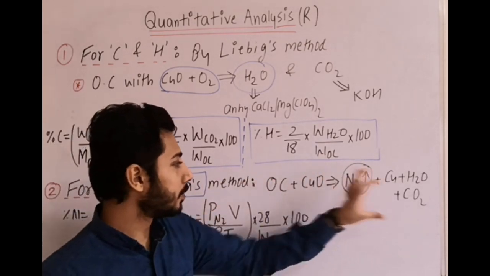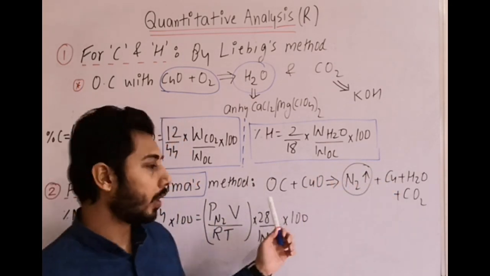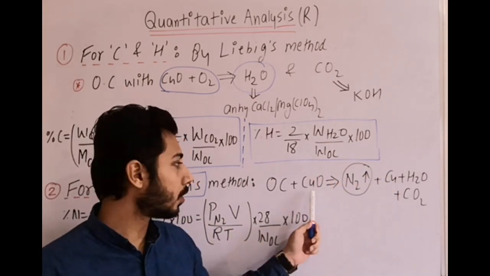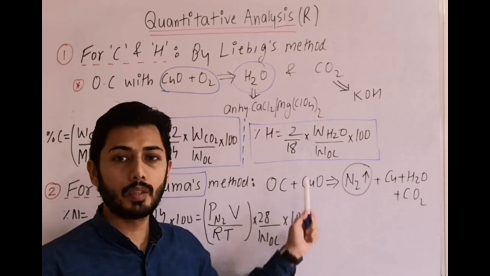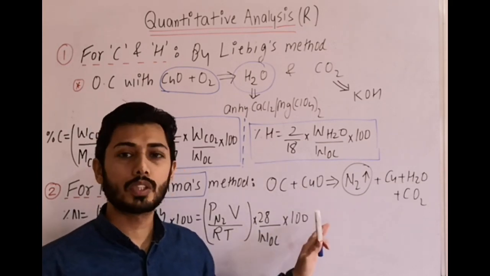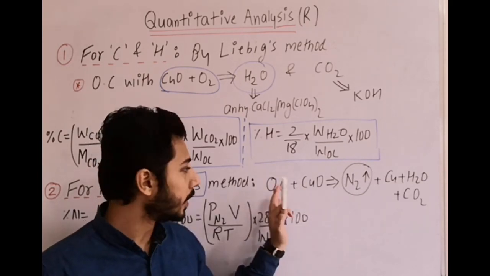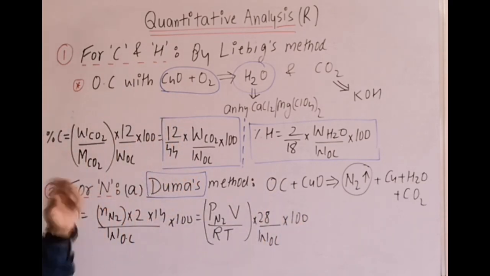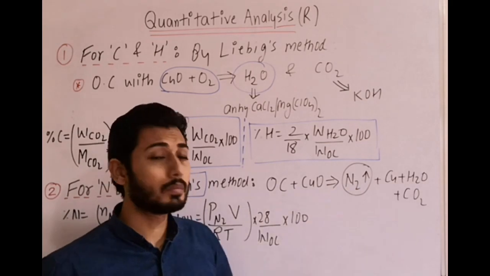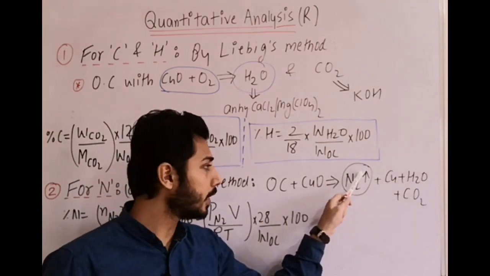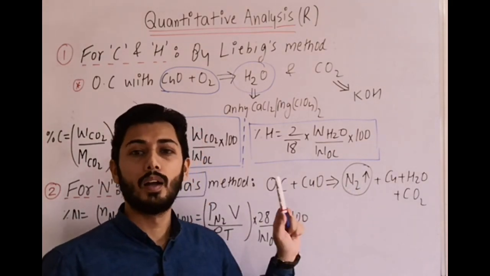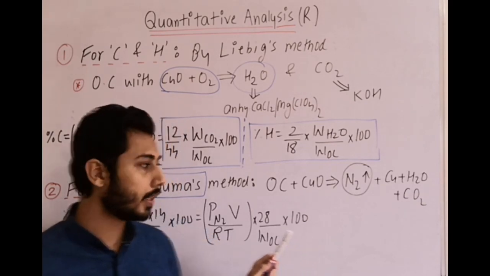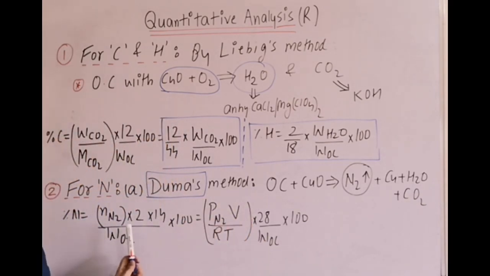So firstly a general outline about this one. The organic compound is heated with copper oxide, copper in +2, in the atmosphere of carbon dioxide. This organic compound is containing nitrogen, right? Now the nitrogen finally comes out as N2, and from this N2 we will estimate the percentage of nitrogen in the given organic compound, right?